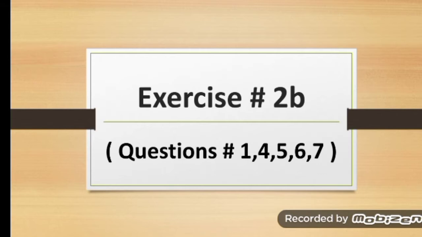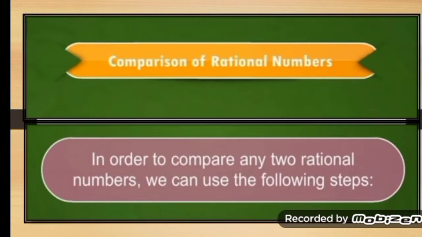To solve these questions, we will discuss the methods for comparison of rational numbers. What is meant by comparison of rational numbers? Comparison of rational numbers means to find which rational number is greater and which rational number is smaller. In order to compare any two rational numbers, we will use the following steps.